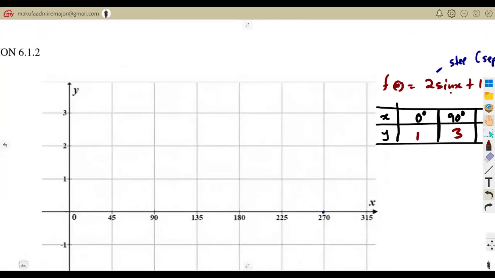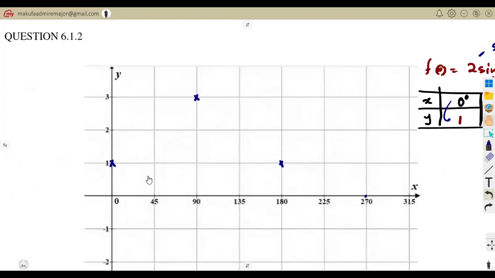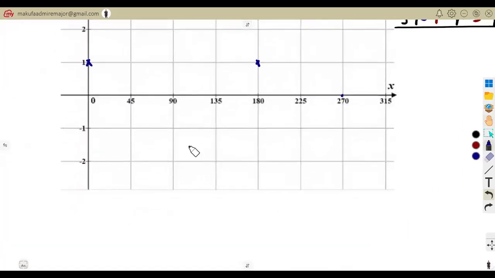So you just need to mark your points. Let's start with this one first. 0 versus 1. 90 versus 3. When this is 90, we're supposed to go to positive 3. 180 degrees versus positive 1, according to our graph. This is 1. Then 270 degrees versus -1. This is -1 down here. So you're going to mark 270 versus -1.